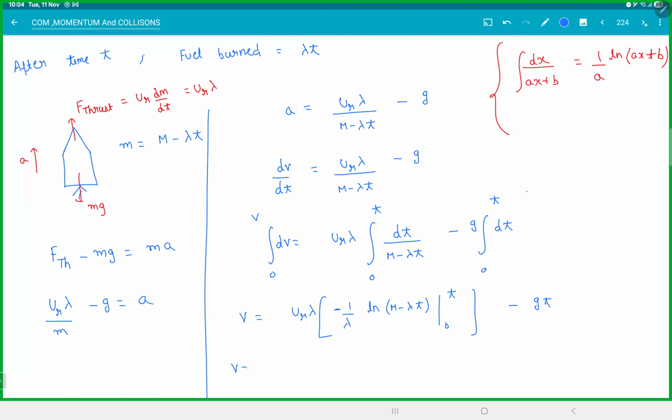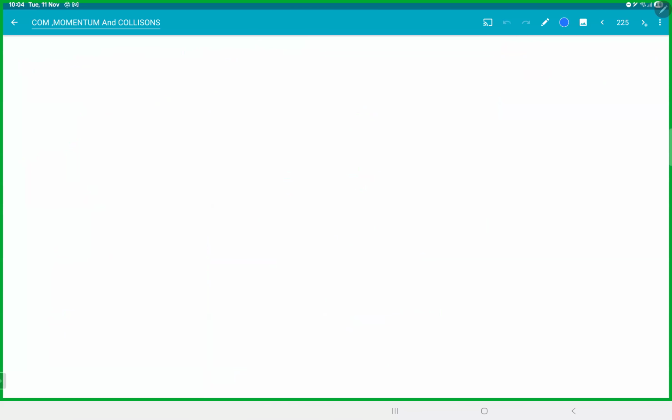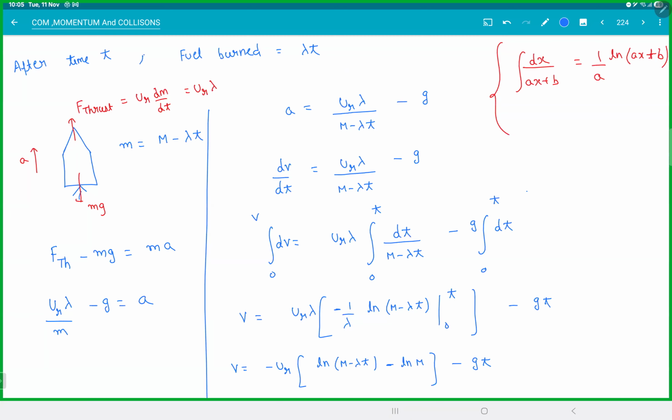Lambda and lambda go off, we get minus u relative. Put t, you will get ln M minus lambda t. Put 0, you'll get minus ln M, minus gt. So your final answer will be v is equal to u relative ln capital M by M minus lambda t, minus gt. This is your velocity of the rocket at time t. Have a look at the steps. So once you wrote this, then it just becomes marks after this.